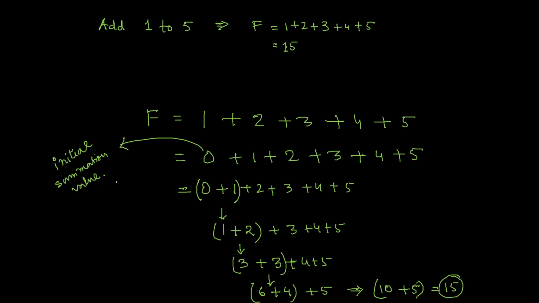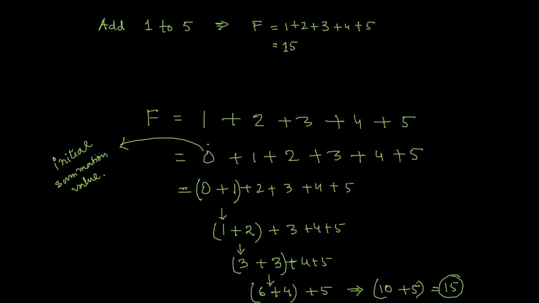When you have not yet added, the initial summation value is 0. What I can do is write C equal to A plus B, where A represents 0 and B represents 1 over here.